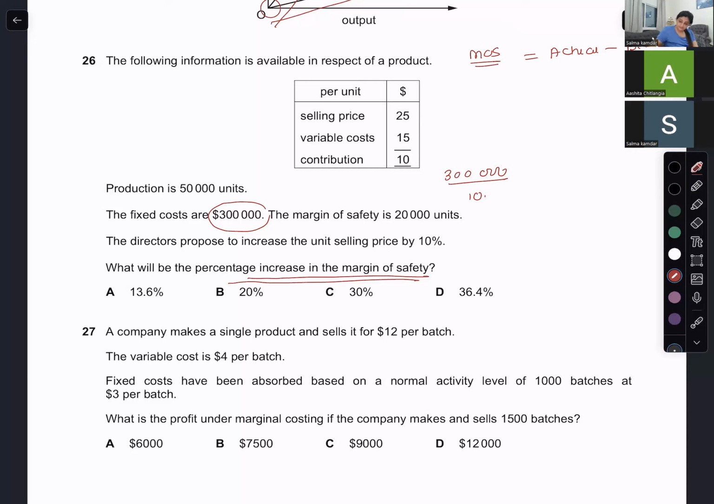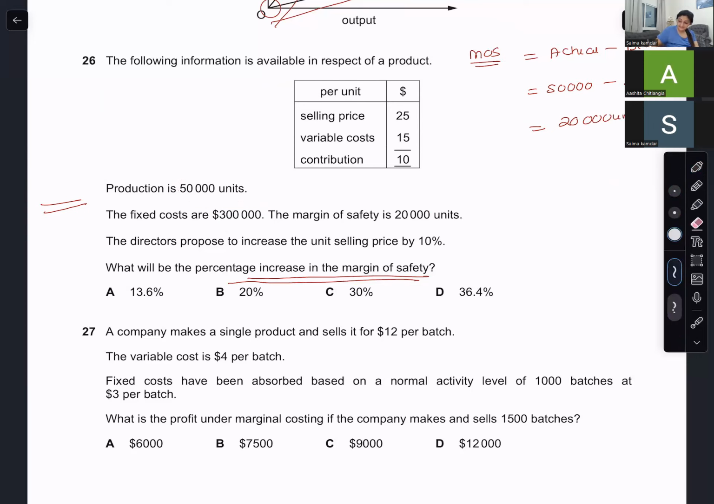$30,000. What is the actual number of units? 50,000, sorry. So the margin of safety is 20,000 units.